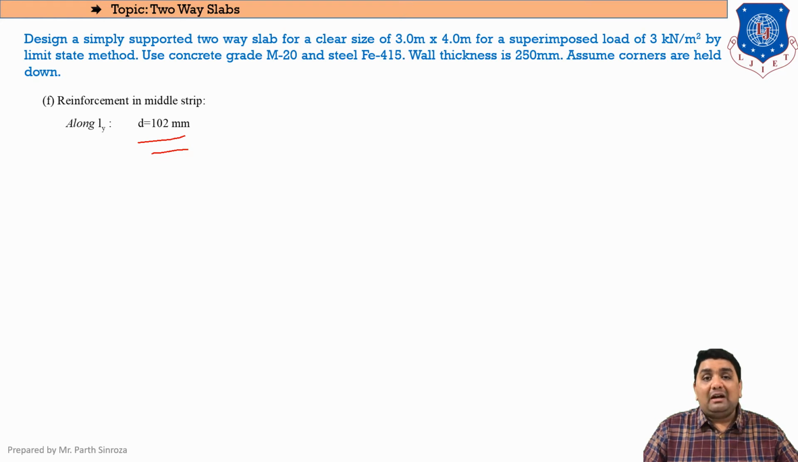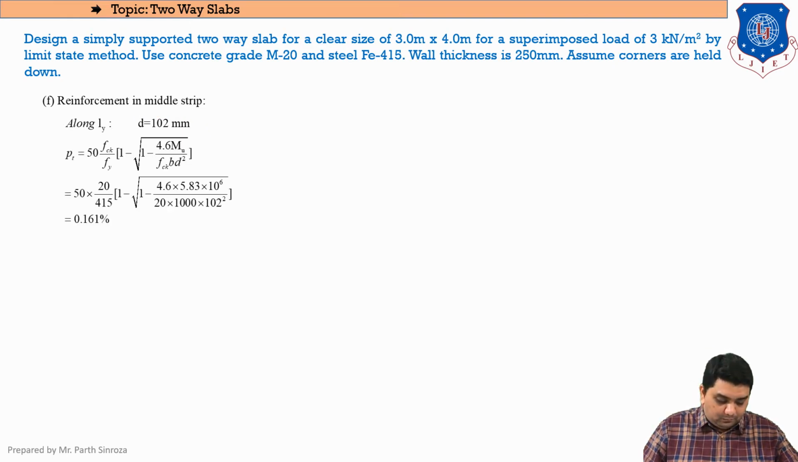Why so? Because I have assumed the bar to be of 8 mm. So our dx was 110. So minus the bar dia, that is 8, it comes out to be 102. So in this case, if you still substitute the value of dy to be 110, then it will be okay too.